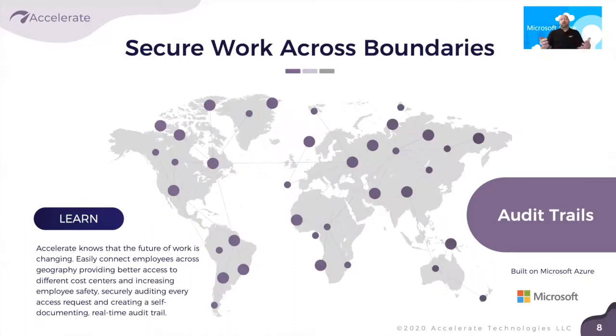Secure work across boundaries. So with Accelerate, you can be pretty much anywhere in the globe where there is access to internet and access anything. With that, we had to think through, how do we audit systems? How can we bring up audit logs of who accessed what and when? What did they access? What did they change? What different stage did they move a process through? And also, secure work across boundaries.